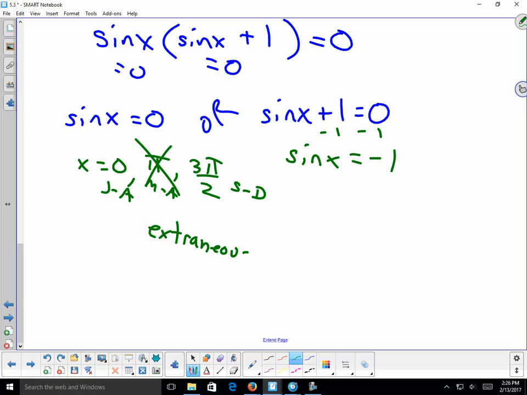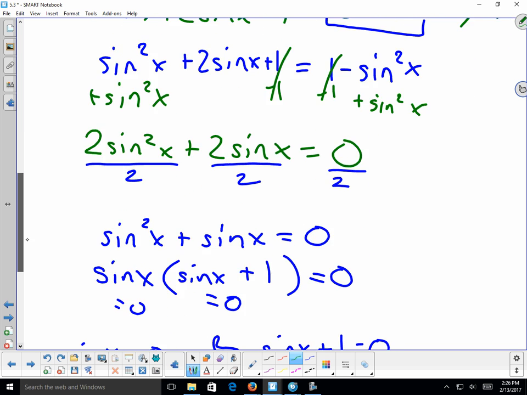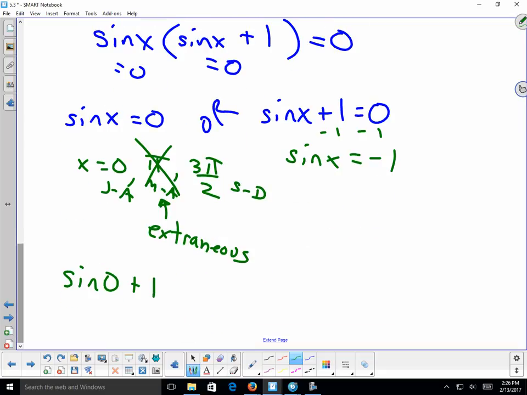Extraneous. Do the other two work? 0 works? Because we're trying sine of 0, what is it? Sine of 0 plus 1 equals cosine of 0. Sine of 0 we said was 0. 0 plus 1 equals 1. That one works. All right, so we like this one.